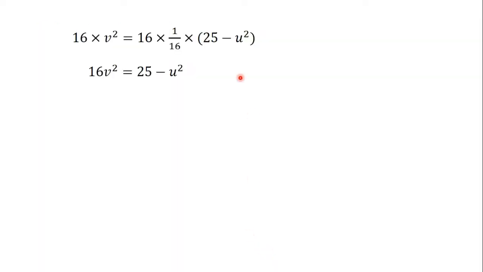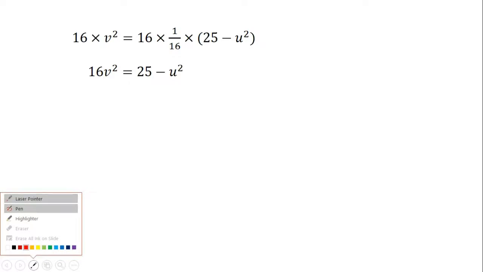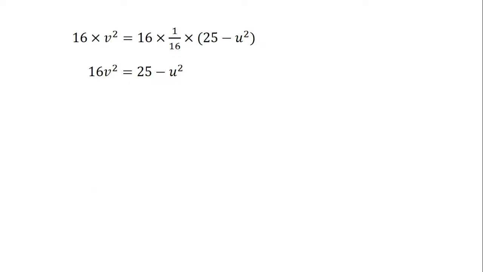When we continue with the simplification, you will see that 16 times v squared will give us 16v squared. Now this 16 will cancel this 16 to give us 1 here and 1 here. So we will have 1 times 25 minus u squared, which will give us 25 minus u squared. Remember once again that we want to make u the subject of the equation. So what do we do? We make sure that the terms containing u are on one side of the equation, then all the other terms are on the other side of the equation.